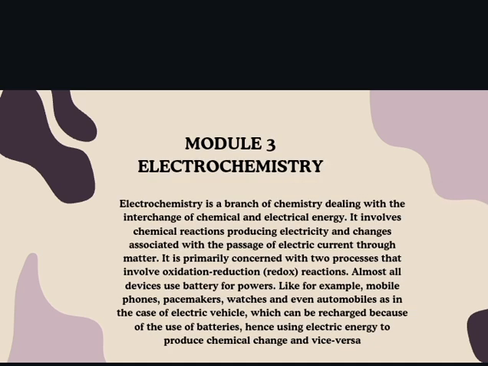And let's continue to Module 3, Electrochemistry. Electrochemistry is a branch of chemistry dealing with the interchange of chemical and electrical energy. It involves chemical reactions producing electricity, and changes associated with the passage of electric current through matter. It is primarily concerned with the two processes that involve oxidation-reduction or redox reactions.